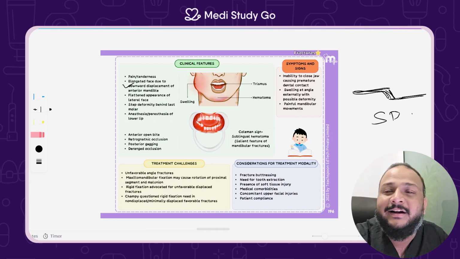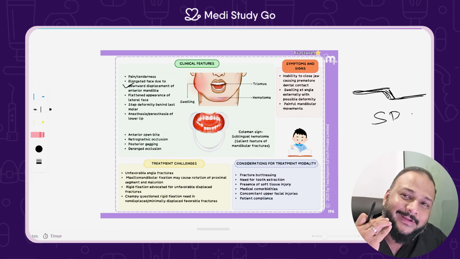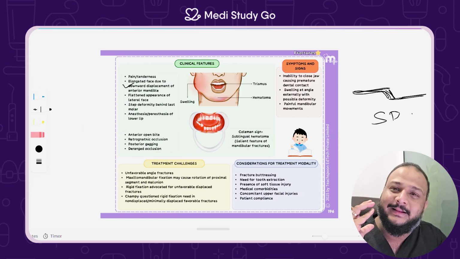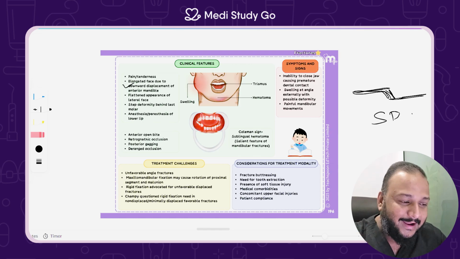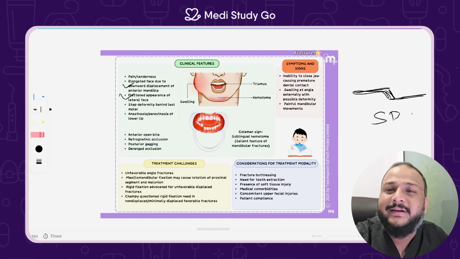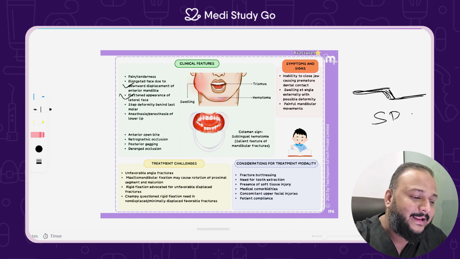It's an elongated facial appearance. Why? Because the angle fracture tends to move inferiorly. There is a massive swelling in the preauricular area, which also makes it look enlarged. Alright, flattened appearance of the lateral face because the angle fracture, if unfavorable, might even tend to move medially.